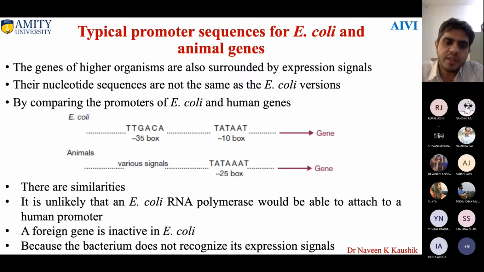So what we are referring to here is a foreign gene. Foreign means we are cloning into E. coli. In that case, you need a promoter which should be recognized by the polymerase of your bacteria. Because the bacterium does not recognize the foreign expression signal, you need a promoter of that bacterium. Otherwise, your gene is going to remain inactive within your E. coli, even if you have taken the promoter sequence of your foreign gene along with it. So in that case, you need a bacterial origin, or a sequence which is recognized by the RNA polymerase present in your bacteria.